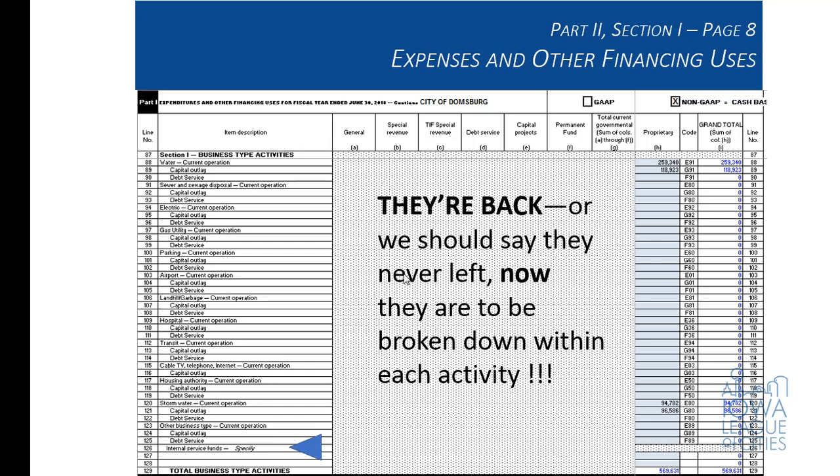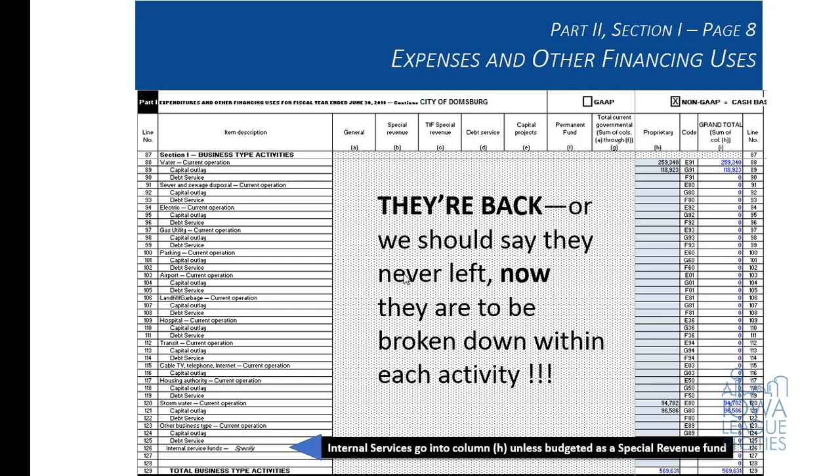Again, if you have the internal service funds on a budgeted basis, they need to be reflected on line 126. You need to give some detail. So line 126 is just a title line, but you do have the opportunity to give the detail on line 127 and line 128. If it is not budgeted, or if you budget it in your special revenue, then it of course would go in the intergovernmental on the prior page.